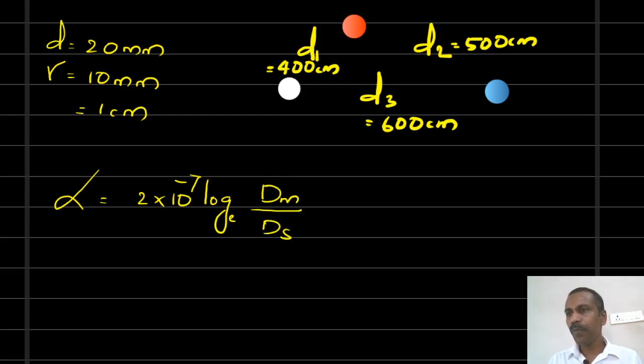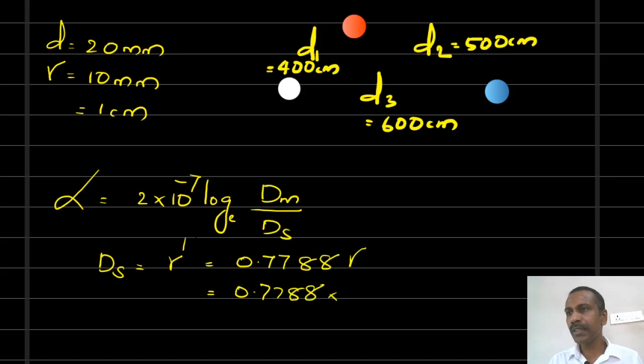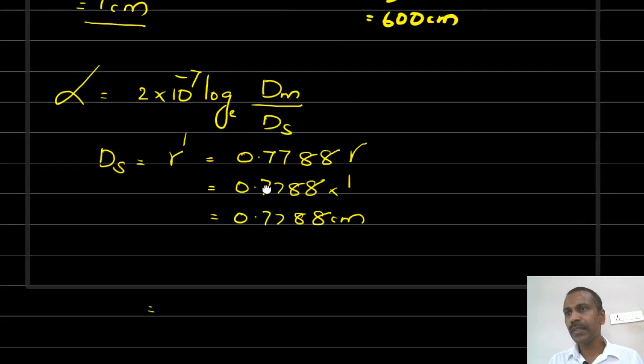And in our problem, we have one conductor per phase, so this Ds will be equal to r dash. R dash is equal to 0.7788 into r, which is equal to 0.7788 into, in our case, r is equal to 1 centimeter into 1. This is equal to 0.7788 centimeter.